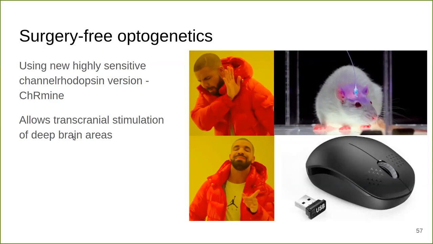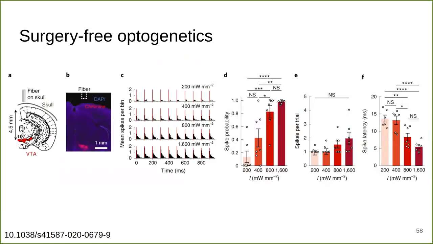So you can just make the skull thinner in some place, and you can project light through the skull with a fiber. And it turns out that if you introduce this channelrhodopsin in a very deep brain area, it will still be activated, despite the fact that there is a thick layer of tissue here, and it will all reflect and disperse light. So despite all of this tissue being present, it will still be activated.